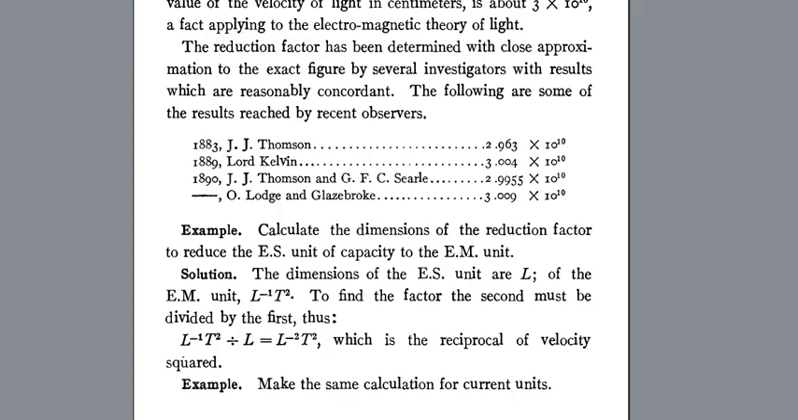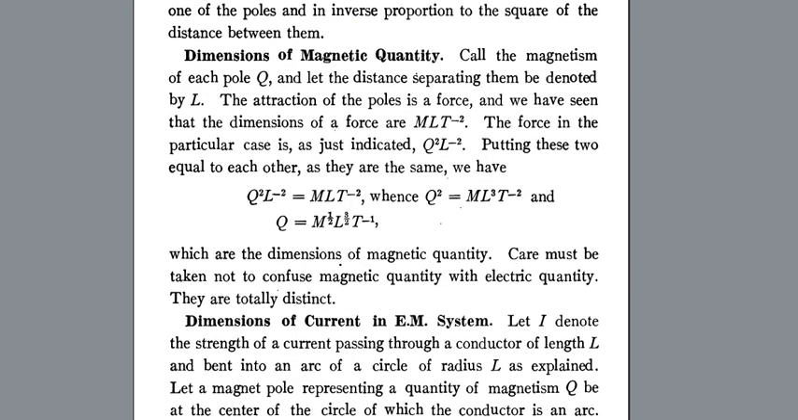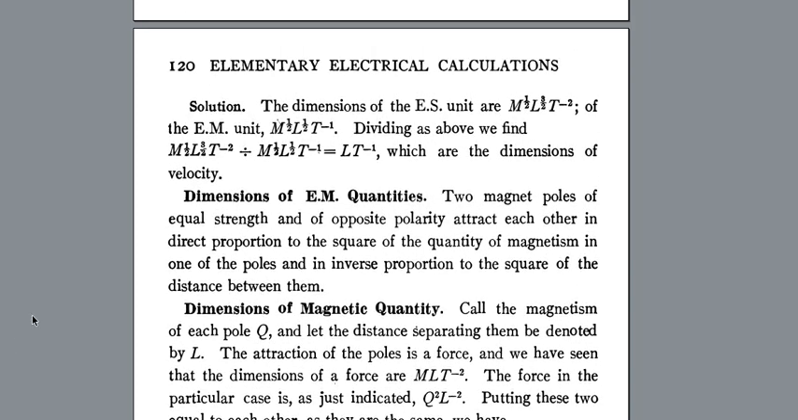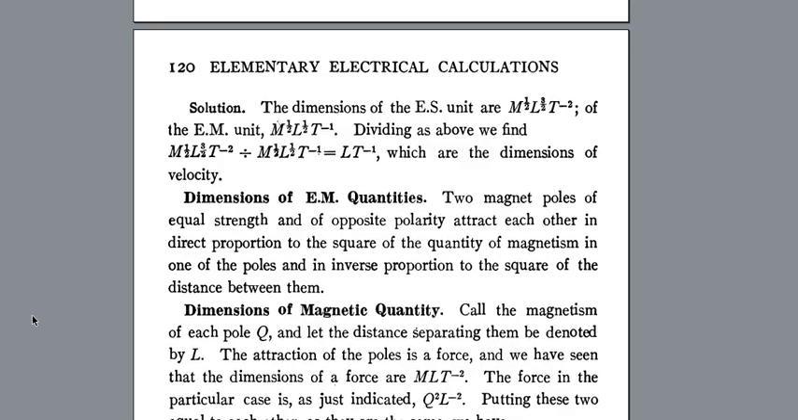Example. Make the same calculation for current units. The dimensions of the electrostatic unit are mass multiplied by length multiplied by time raised to the power of negative 2. The dimensions of the electromagnetic unit are mass multiplied by length multiplied by time raised to the power of negative 1. Dividing the electromagnetic dimensions by the electrostatic dimensions gives mass multiplied by length multiplied by time raised to the power of negative 2 divided by mass multiplied by length multiplied by time raised to the power of negative 1 equals length multiplied by time raised to the power of negative 1, which are the dimensions of velocity.